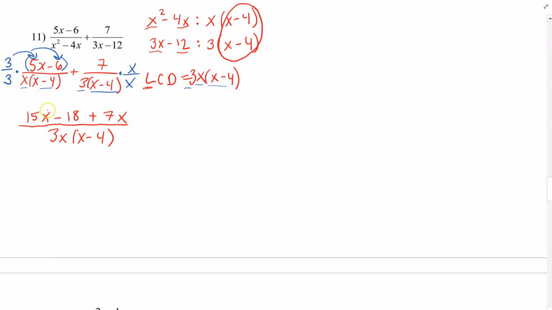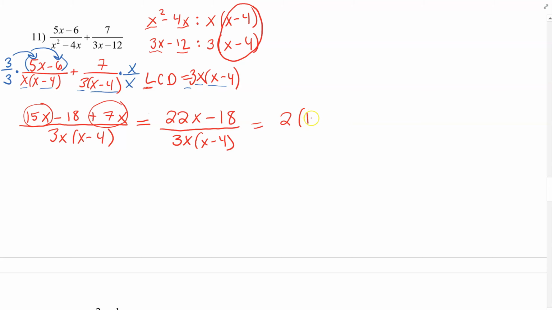Okay, but now I'm going to go ahead and combine my like terms. So I've got a 15x plus 7x. So I'm going to add those together. I get 22x minus 18, all over a 3 times an x minus 4. And then at the very end, we like to check and see if anything will simplify with the numerator. I do notice I have a GCF of 2 in the numerator, so I'm going to factor that out.